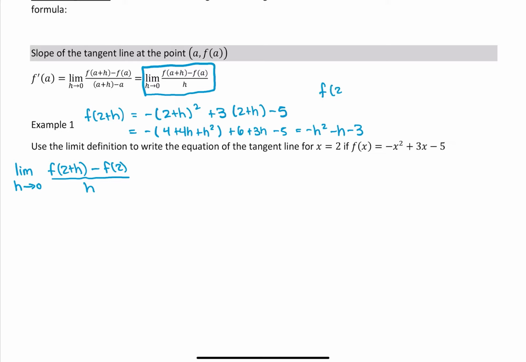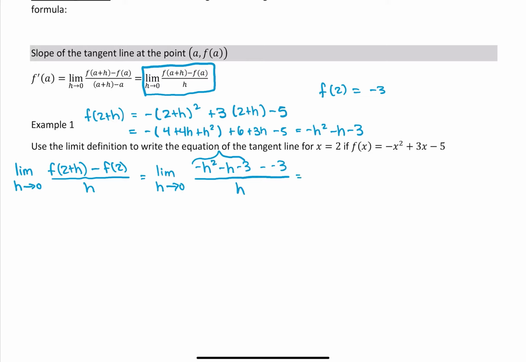And then f of 2 is going to be negative 2 squared plus 3 times 2 minus 5. I believe that is negative 3. So when we rewrite this limit with those values replaced, we're going to have the limit as h approaches 0 of negative h squared minus h minus 3 minus negative 3. Remember, this part is the f of 2 plus h, and the minus negative 3 is us subtracting f of 2. We divide by h.